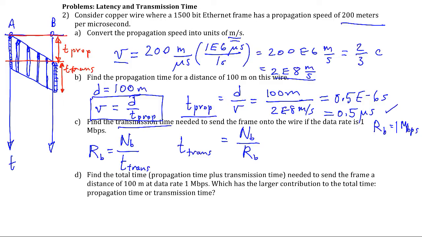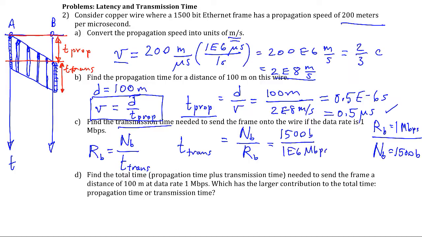Let me straighten that out a little bit. 1 megabit per second. And I'm going to plug those numbers in now. So again, I'm following good problem solving practice. And, well, I'm not until I write NB is equal to 1500 bits. Let me straighten that one out too. Okay, so I get 1500 bits divided by 1e to the 6th bits per second.